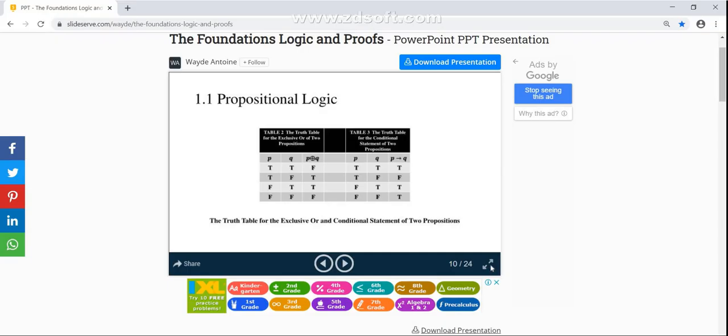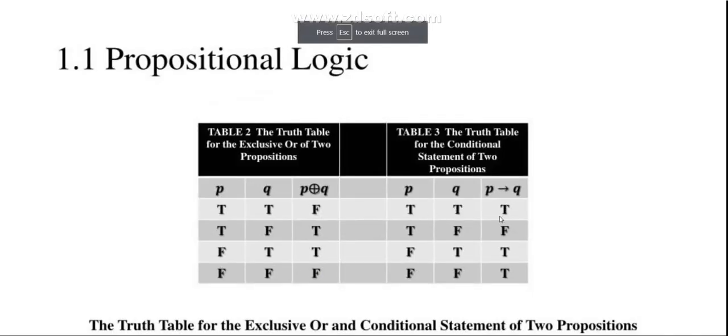In the conditional statement, you can see the result is false just when p is true and q is false. So just think about T is equal to 1 and F is equal to 0, but in the arrangement of p conditional q, the result will be false.